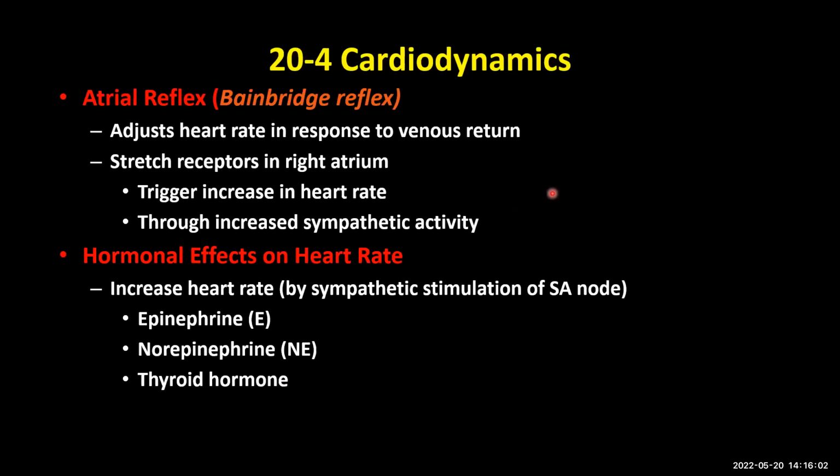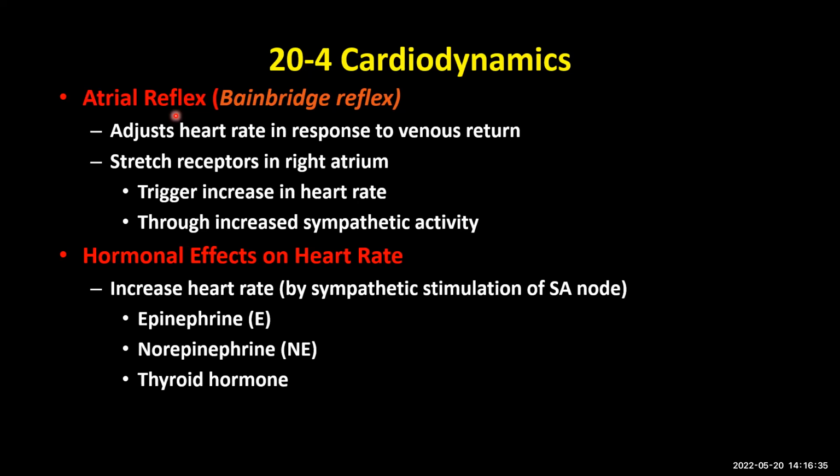Another factor that is affecting the heart rate is called the atrial reflex or Bainbridge reflex. What happens here is that blood comes to the right atrium, and that blood has to go to the right ventricle. If you're doing any kind of physical activity, the muscles are active, more blood comes from your lower limbs or from the other parts of the muscles and upper limbs, and that will go to the right atrium. So more blood will go there.